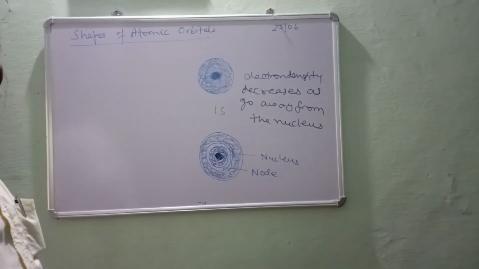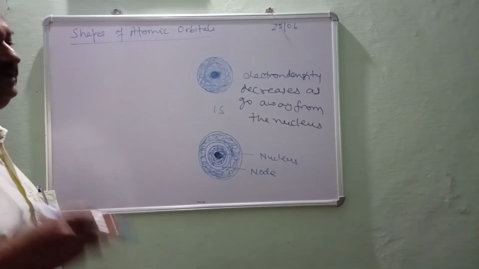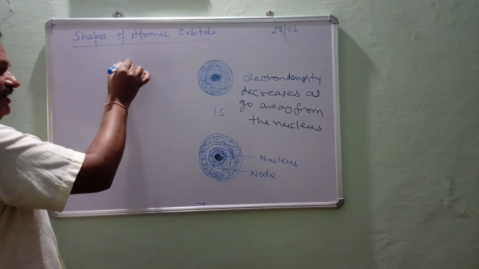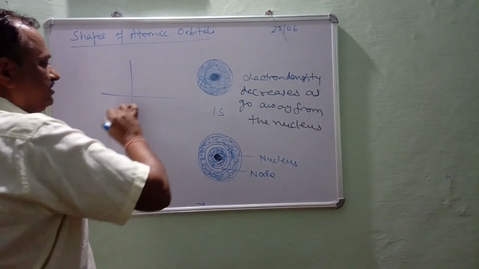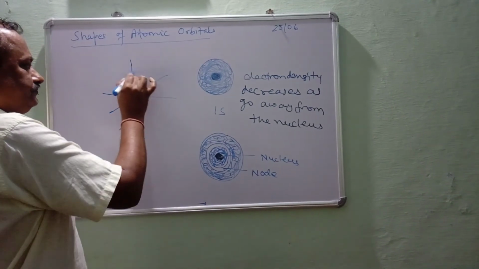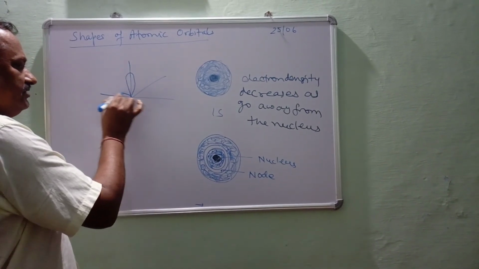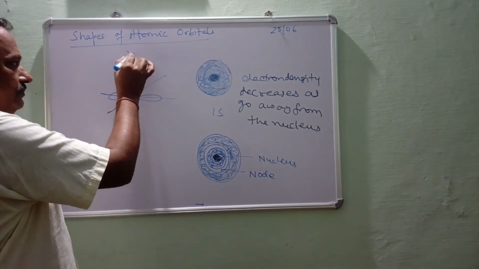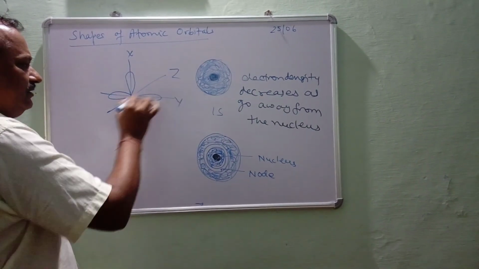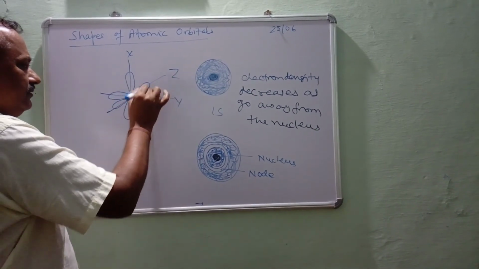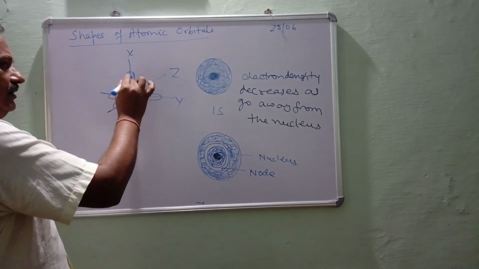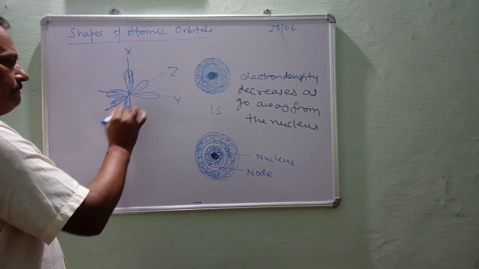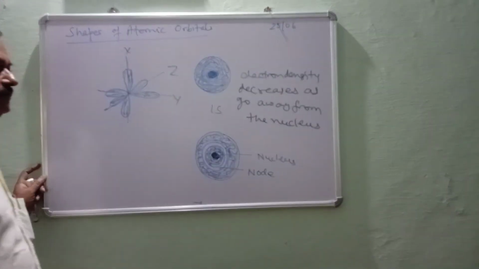Now the p and f orbitals are very complicated, but you know the p orbitals are like this. P has 3, so this is the representation of px, py, and this is about the p orbital.